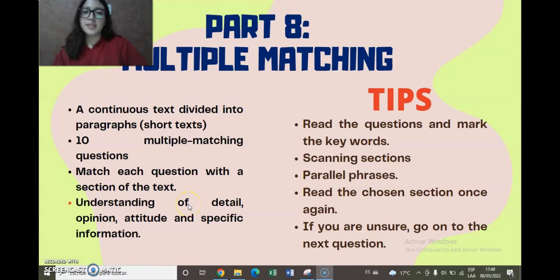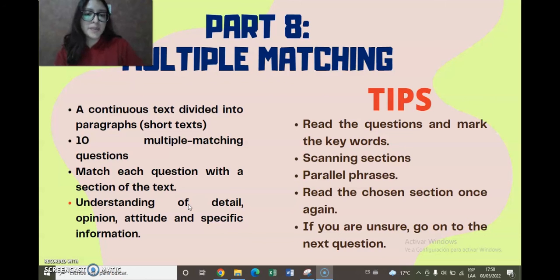Finally, part 8 is multiple matching. It is a text divided into paragraphs, or we can say short texts, which are labeled as section A, section B, or consultant A, B, and so on. Then we have 10 multiple matching questions, so the idea is to match those questions with the section of the text. The main objective is to understand details, attitudes, opinions, and specific information.